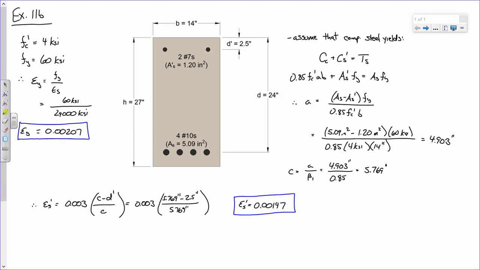So remember, the value up top, that's the strain of steel at yielding. So the strain has to be at least this or larger for it to yield. But this is the strain that we're actually getting. So we assumed that it yielded, and then we computed the strain, and we found out that's not the case, right? So is our assumption that the steel yielded valid? No, it's not. So we have to do something differently.